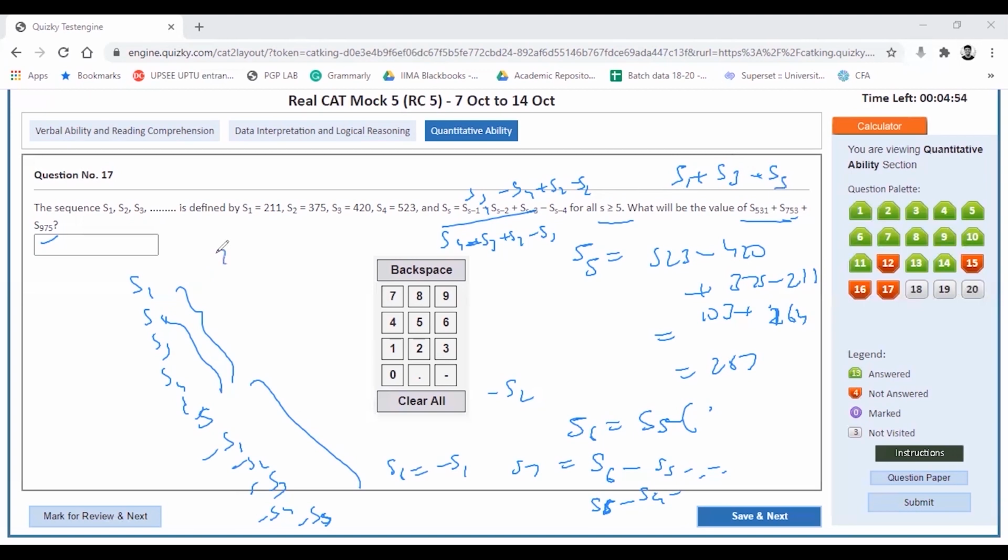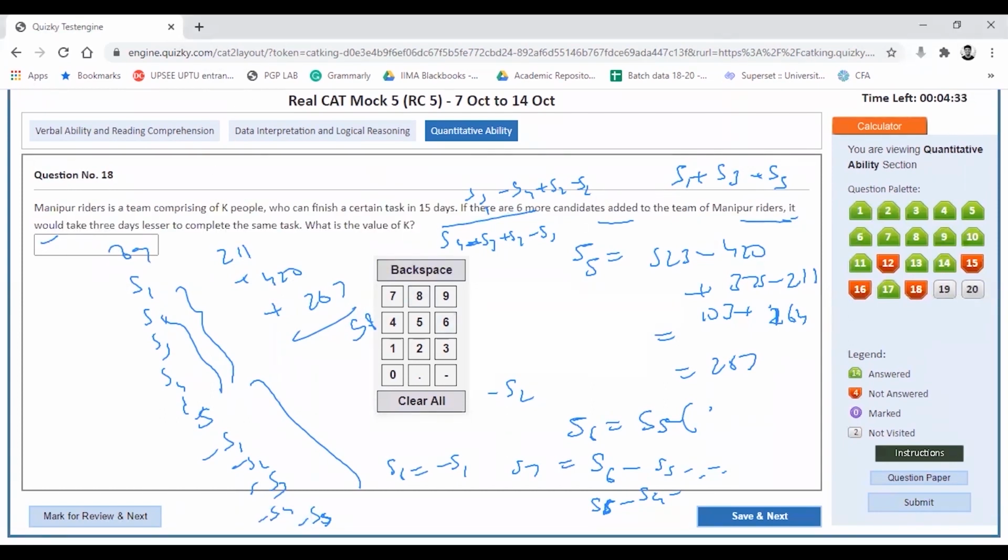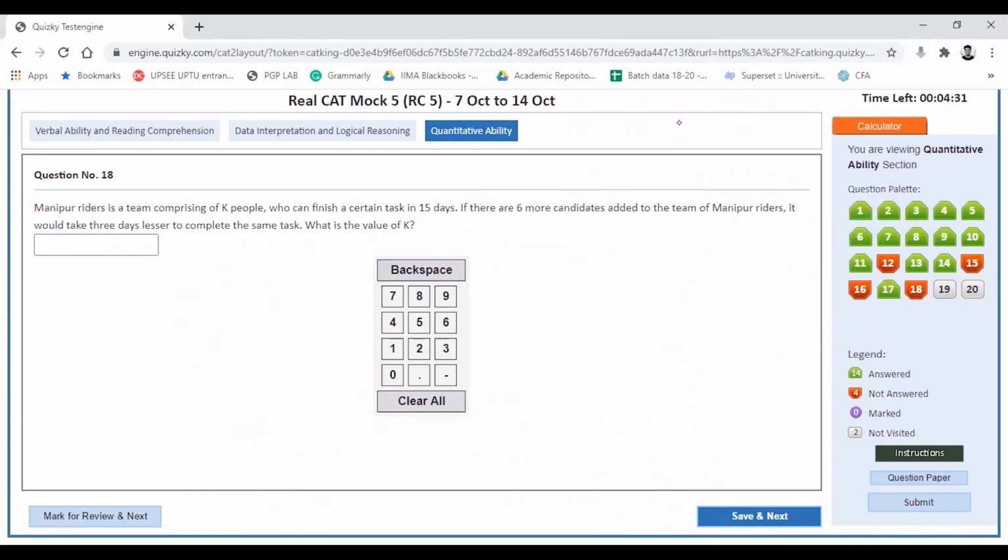So I simply need to add 211 plus 420 plus 267. Okay, let me add it. 8, 8 2s are 10, 6 to 8, 9, and then 2 to 4, 8, 898. Let me put my answer here, 898. Let me clear my working here.